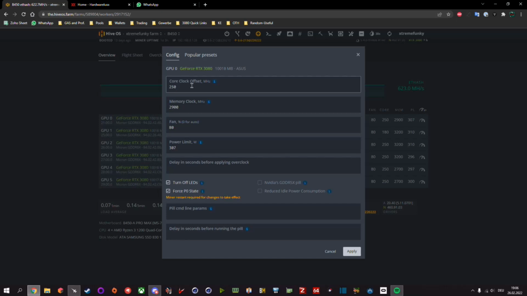So we get an offset of 250 megahertz on the core, and at the same time we are pulling down the voltage with the power limit, so that we have the highest possible megahertz on the core with the lowest possible voltage. Of course, the higher the power limit, the higher the voltage and therefore the core clock. But the sweet spot for the most profit is around 1600 megahertz.